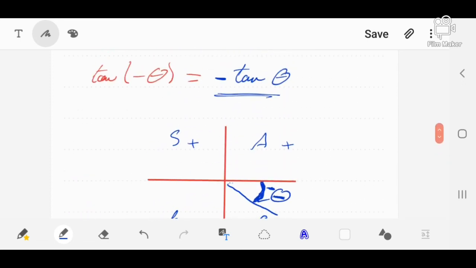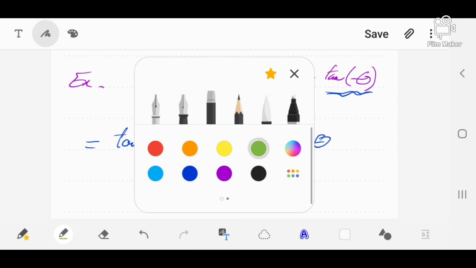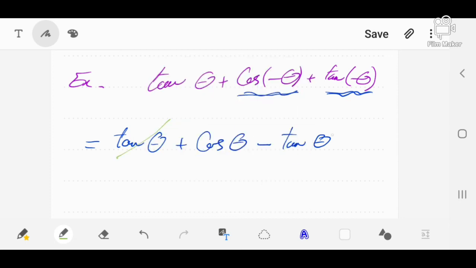Now what do we have? We have positive tan, negative tan. This will be crossed out. So the simplified form of this is cosine theta only. So this whole expression can be written as cosine theta only.